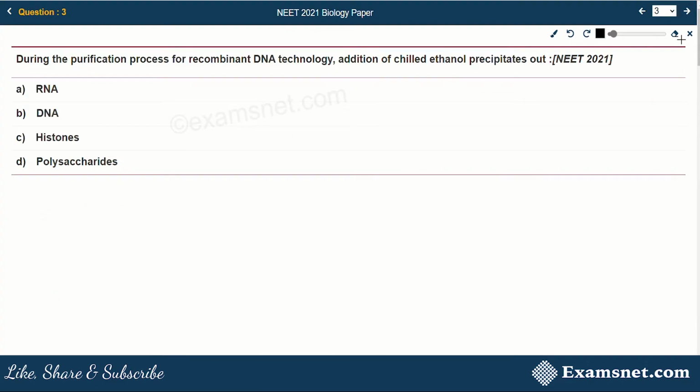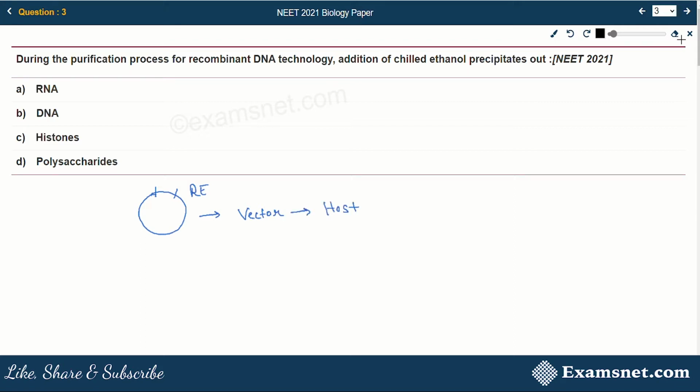So question number 3 is from the chapter Biotechnology, Principles and Processes, class 12. And the question is, during the purification process for recombinant DNA technology, addition of chilled ethanol precipitates out. So we know that in recombinant DNA technology, we cut out a DNA segment using restriction enzymes and then we ligate this fragment into a vector in order to transfer it to a host organism.